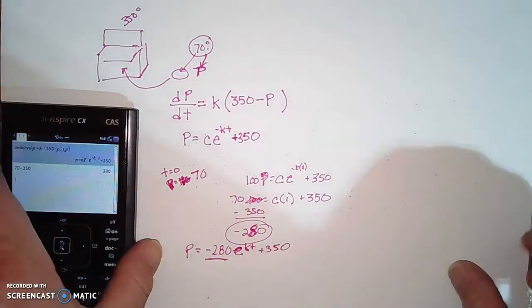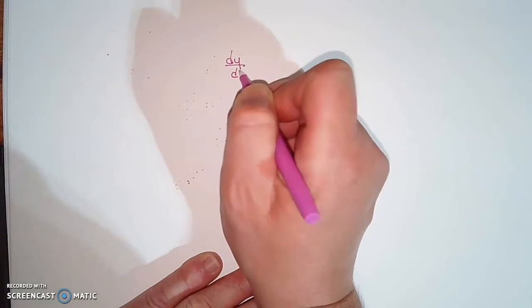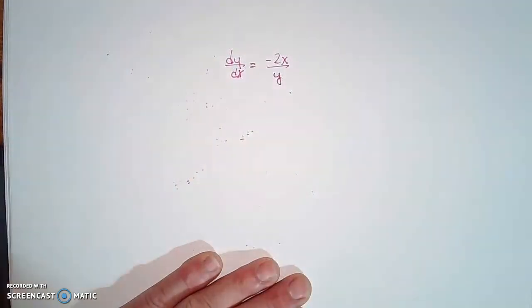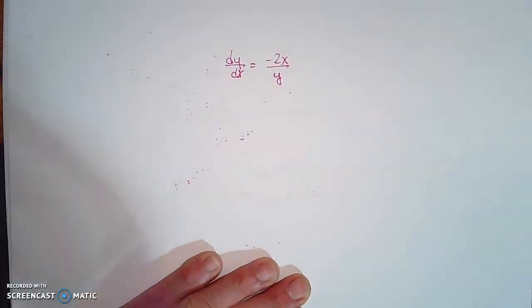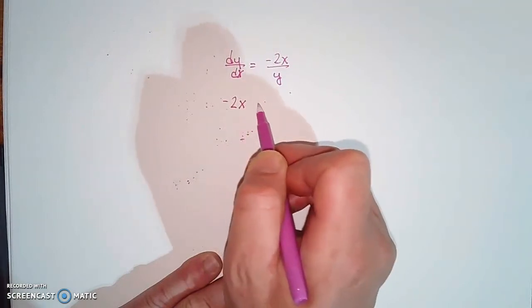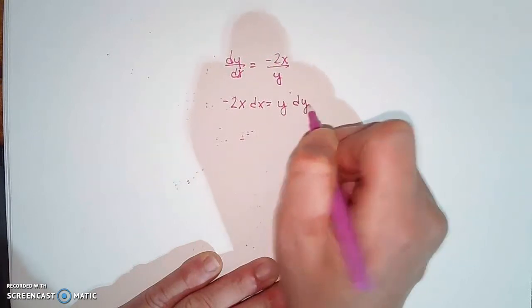I'm going to show you one more general type. Shouldn't take me that long. And they're in the packet if you need to see more on page 34. I think on the test they're going to show you ones kind of like this, where you're going to see dy dx equals negative 2x over y. So in order to solve that, we're going to separate by cross multiplying. Negative 2x dx equals y dy. I've separated.